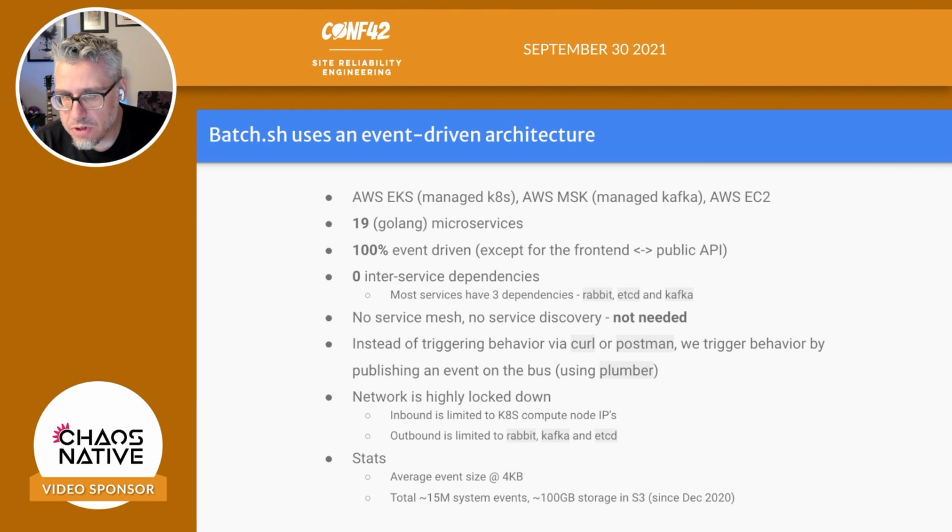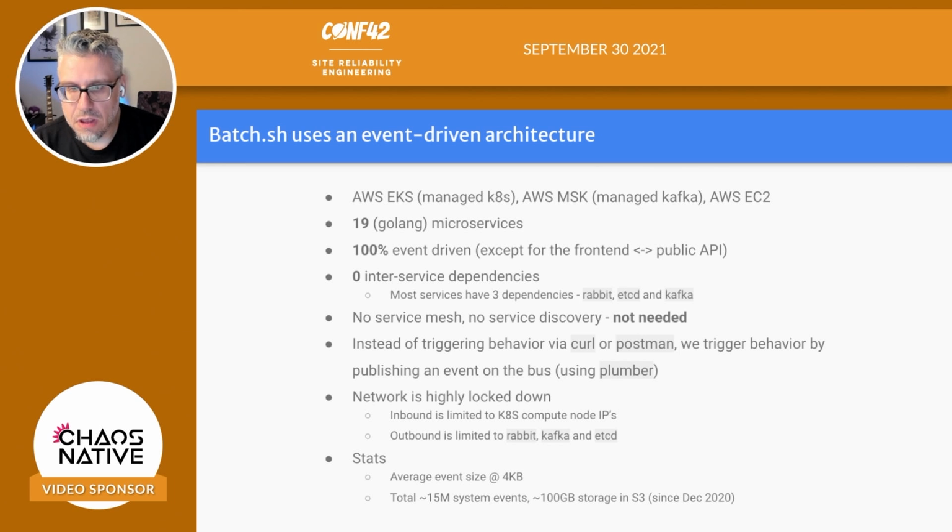And what this means, of course, is that instead of triggering behavior via curl or Postman, we are actually triggering behavior by emitting an event onto the event bus. And we use a tool called Plumber that we developed. It's also open source. You can see it under the Batch Corp GitHub org. But it's a slightly different paradigm, right? Instead of doing curl for an HTTP request, now we do Plumber, but it's essentially the same concept. All we're emitting is essentially a message that is a protobuf message, right?